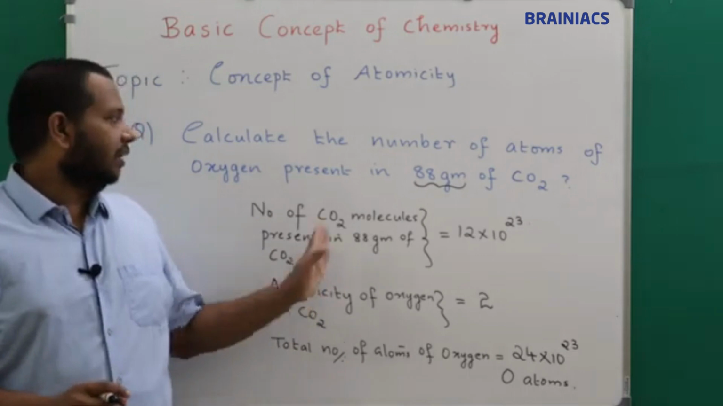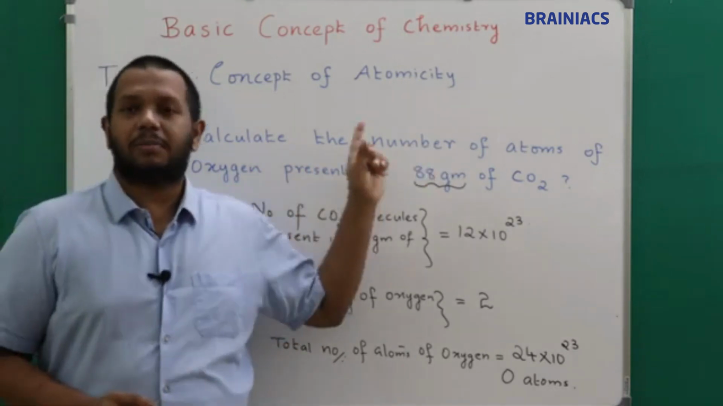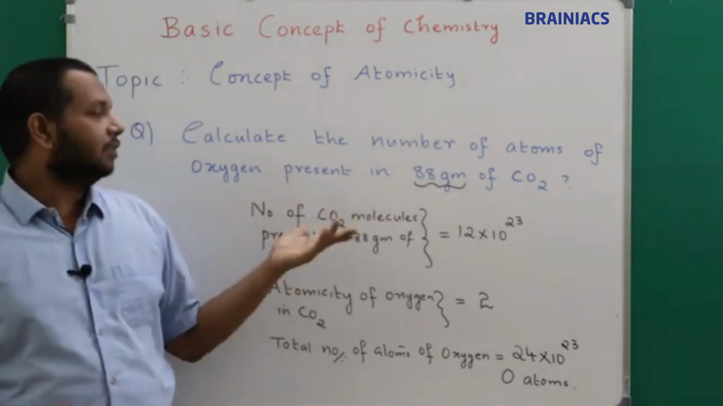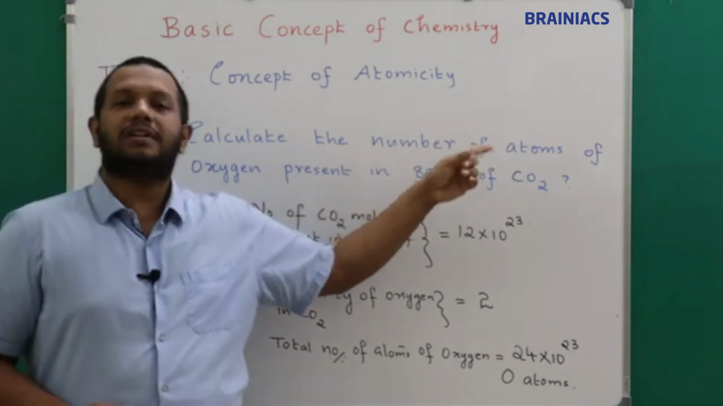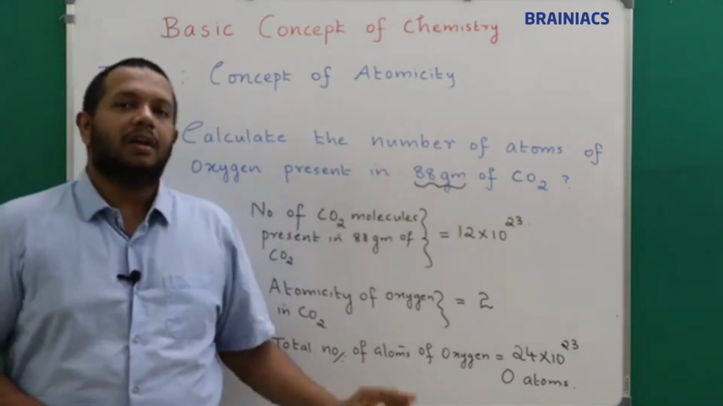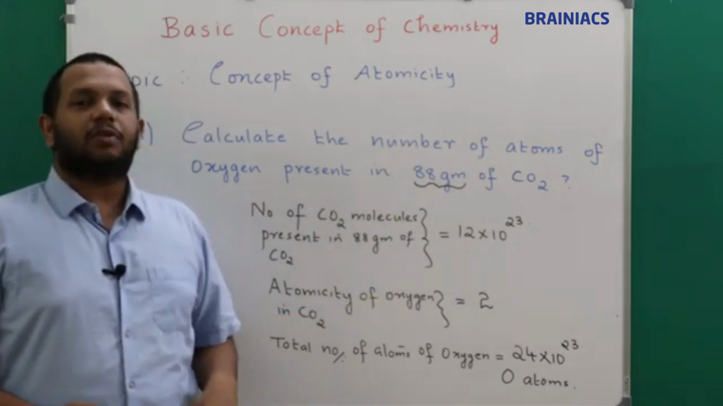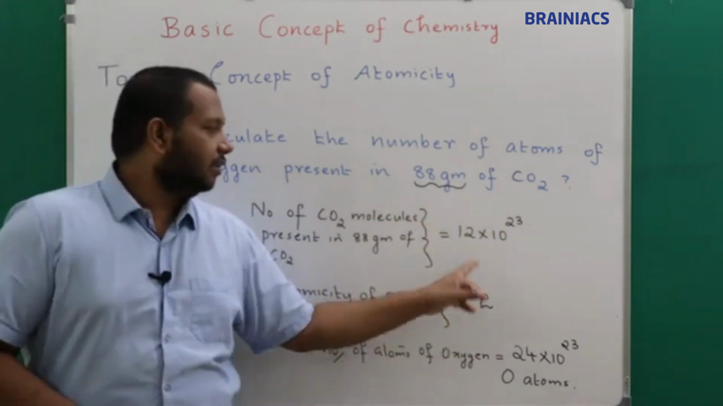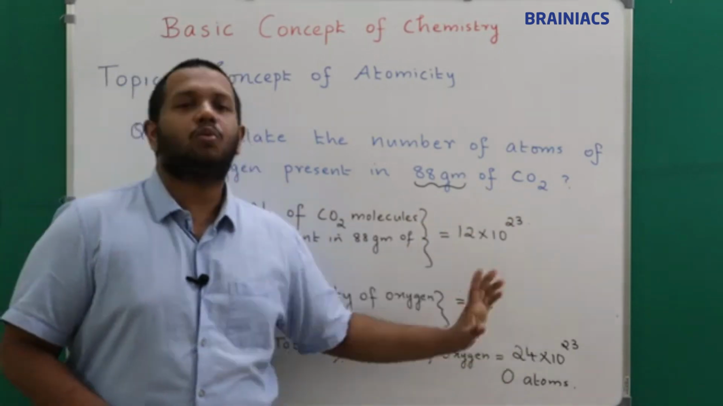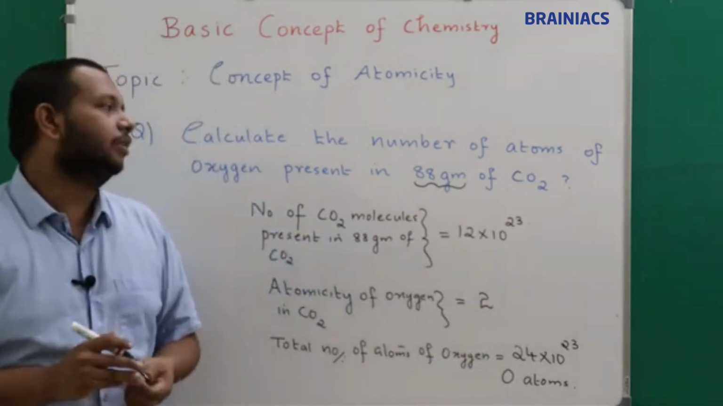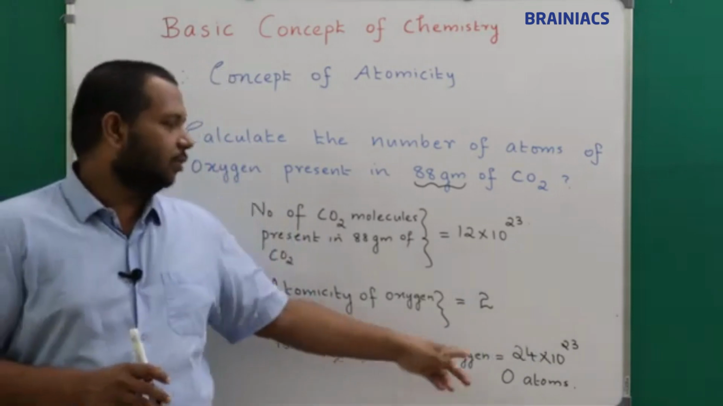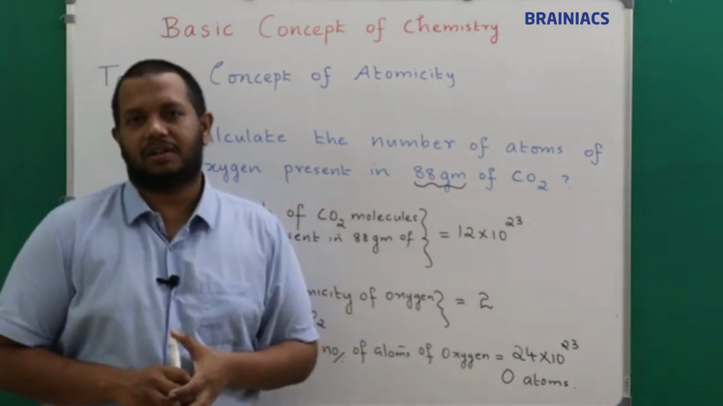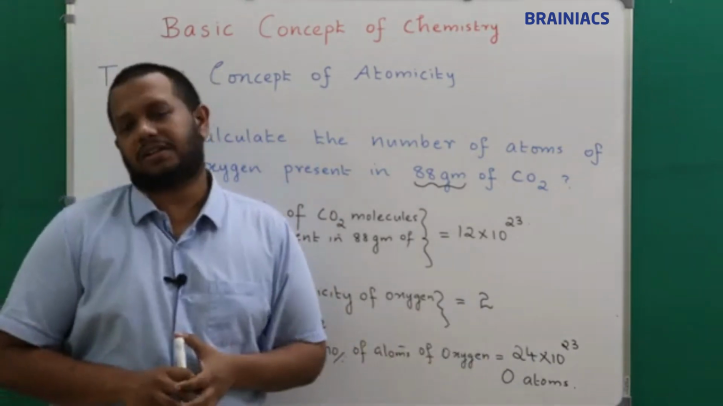And please remember, here they are asking to calculate the number of atoms of oxygen. Sometimes in the exam they will ask you to calculate the number of atoms of carbon. In that case, what will be the atomicity of carbon in CO2? The value will be 1. Then 12 into 10 power 23 into 1, and my answer remains 12 into 10 power 23 carbon atoms.